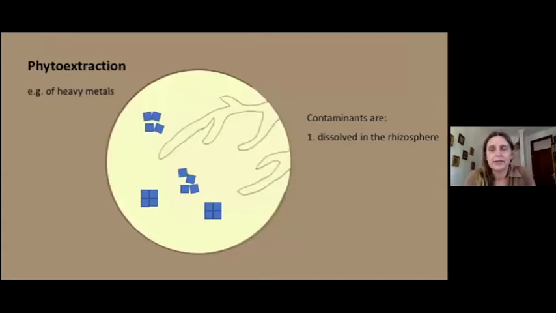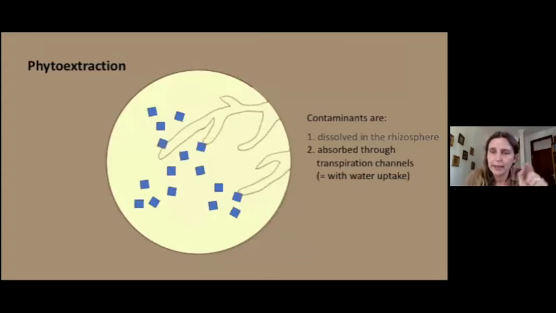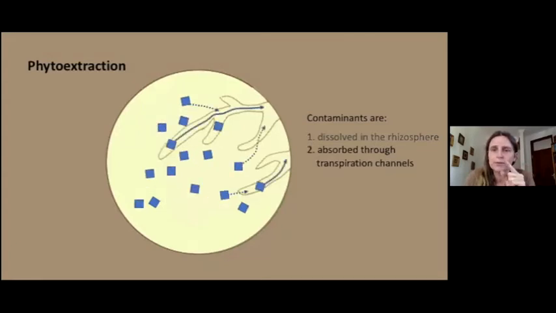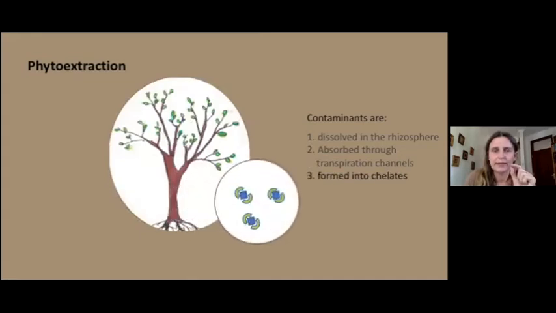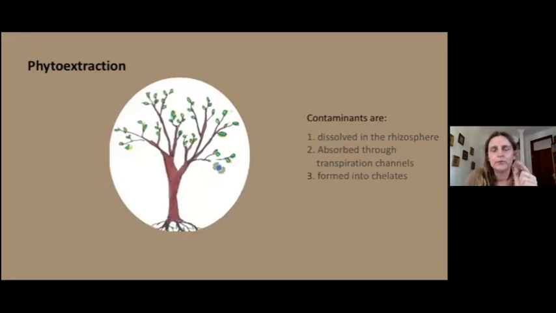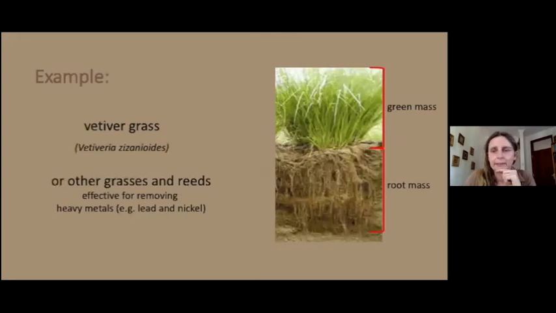In phytoextraction, contaminants like heavy metals, for example, are first dissolved in the root zone. And then they are absorbed into the root together with the water through the normal transpiration channels. Inside the plant, they are formed into chelates to render them harmless. And then they are moved up into the shoots where they are stored. One example of a plant that can be used for this is vetiver grass, but any other plant that quickly produces large masses of organic matter, like seen here in the picture, is effective in this way.